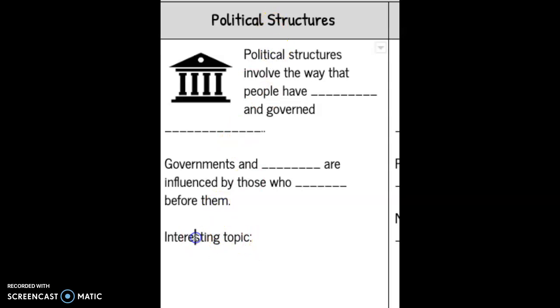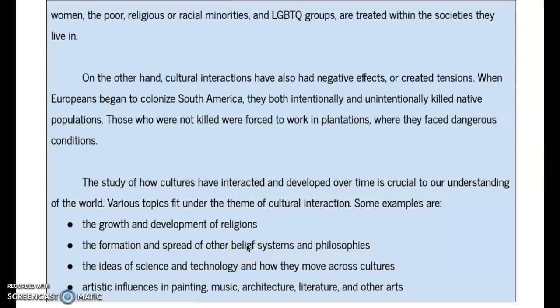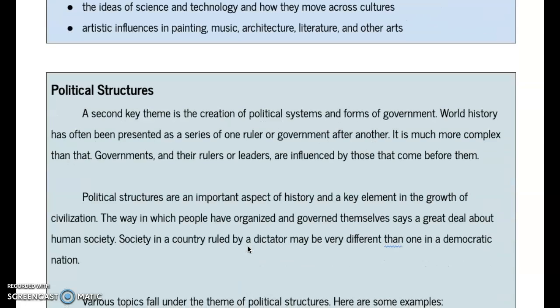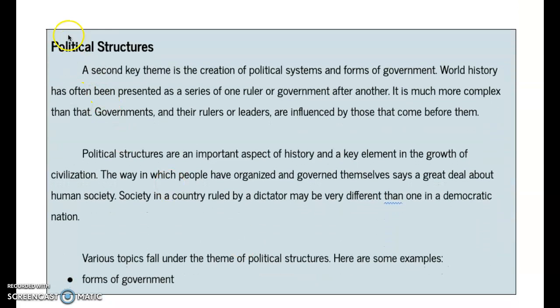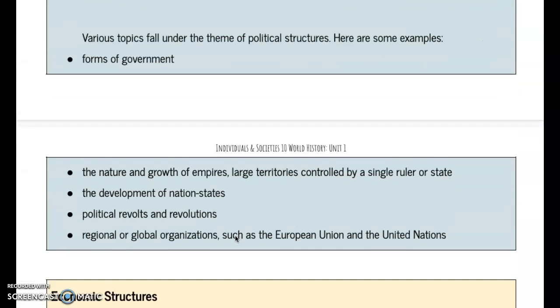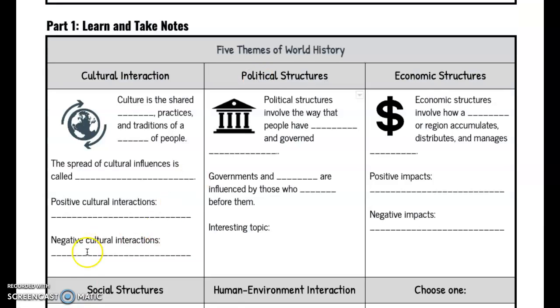Underneath here you'll see this interesting topic that is going to be from the anchor text. So let's find that now. In the anchor text, we were just looking at the blue box for cultural interaction, but now I want to find the box, which happens to be green, for political structures. So I'm going to read through political structures, and I'm going to find one topic or idea in this section only that I think is interesting. Which one do you think is interesting after reading? And you'll write that in your notes.